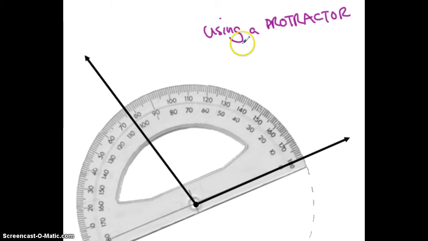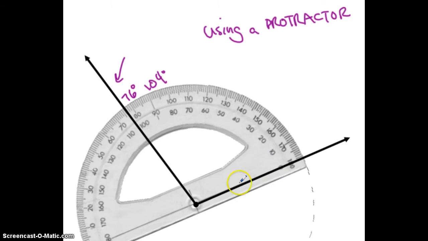Now, if we look at where this ray passes through these numbers, we could see on the one hand it's between 70 and 80. There's 75. It looks like about 76 degrees. And on the other hand, it's between 100 and 110, so it looks to be about 104 degrees. One of the biggest mistakes students make is choosing the wrong one of these answers.